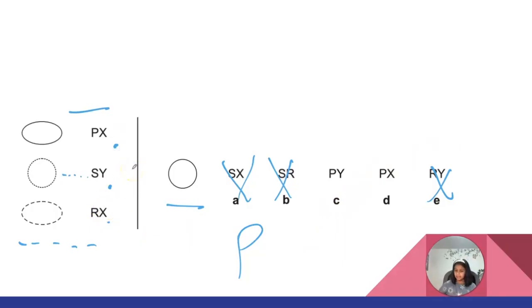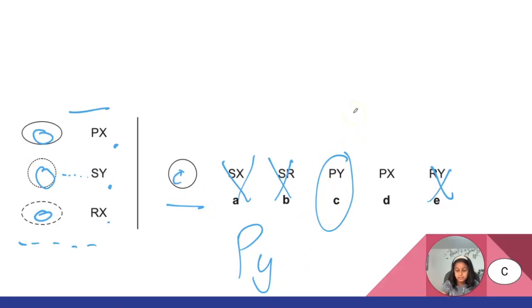So, in SNAPS, what was the first code for? Do you remember it or not? Well, let me remind you. It starts with SNAPS. And the S stands for shapes. So, here we have an oval, but in Y we have a circle. Here we have a circle, so it must be PY, which is option C, which is our answer. Let's try the next one.